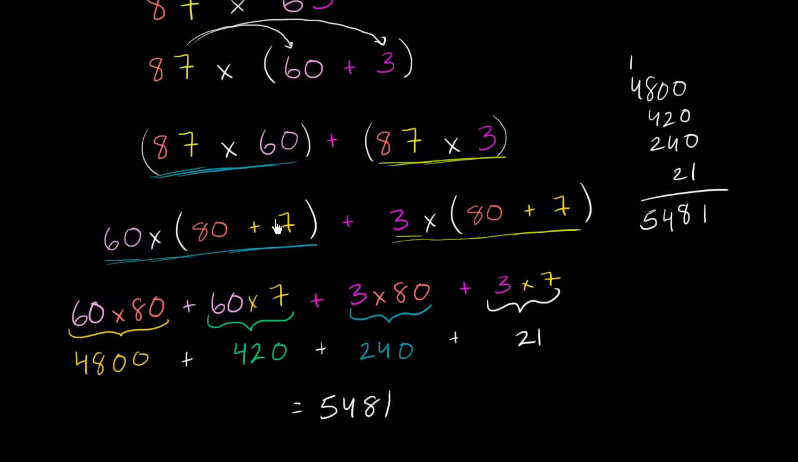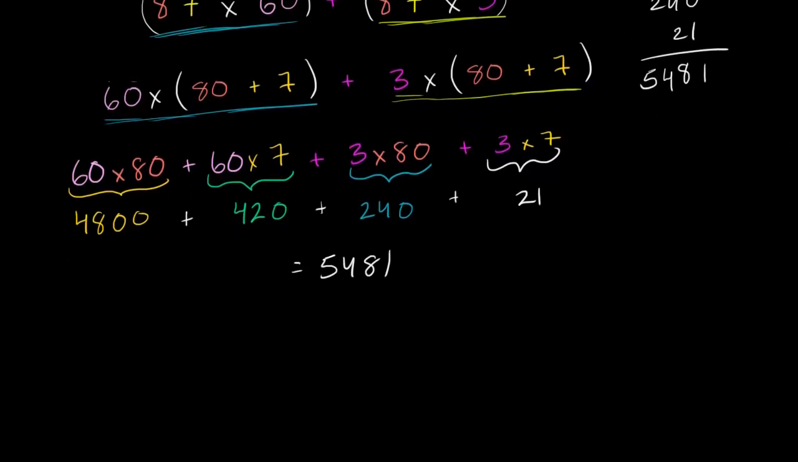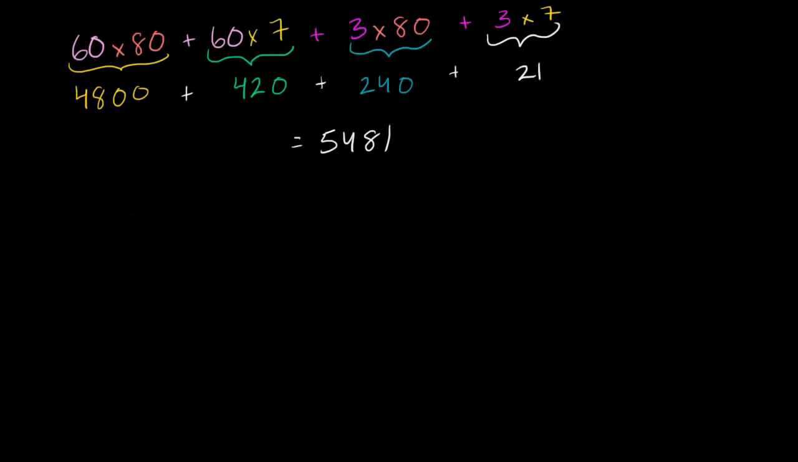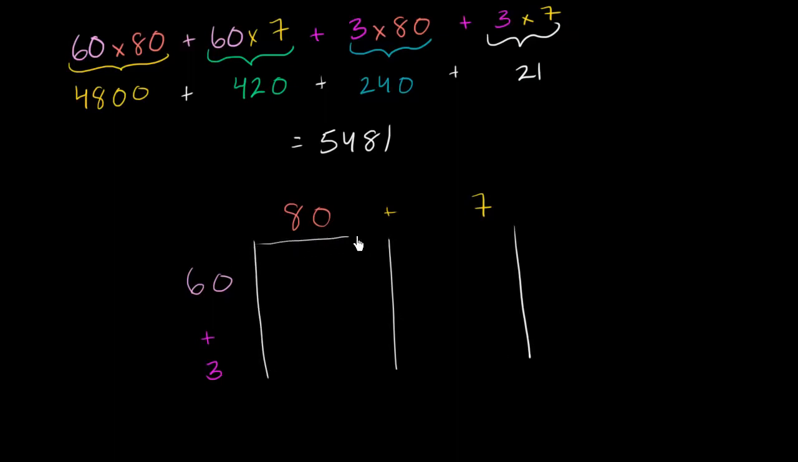And you might say, gee, this was a bit of a pain to have to do the distributive property over and over again. Is there a simpler way to maybe visualize this? And there is. You could actually write this as a grid. So we're multiplying 87 times 63. We could write it like this: 80 plus 7 times 60 plus 3. And then you can set up a grid like this. It's 2 digits by 2 digits, so it's going to be a 2 by 2 grid, 2 rows and 2 columns.